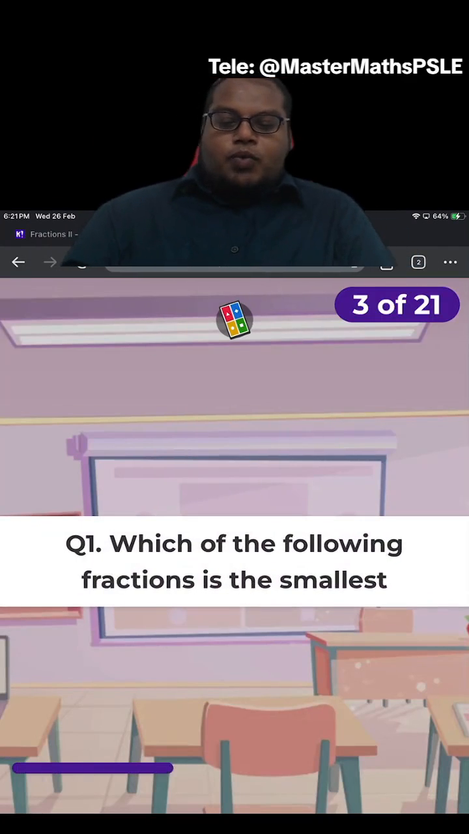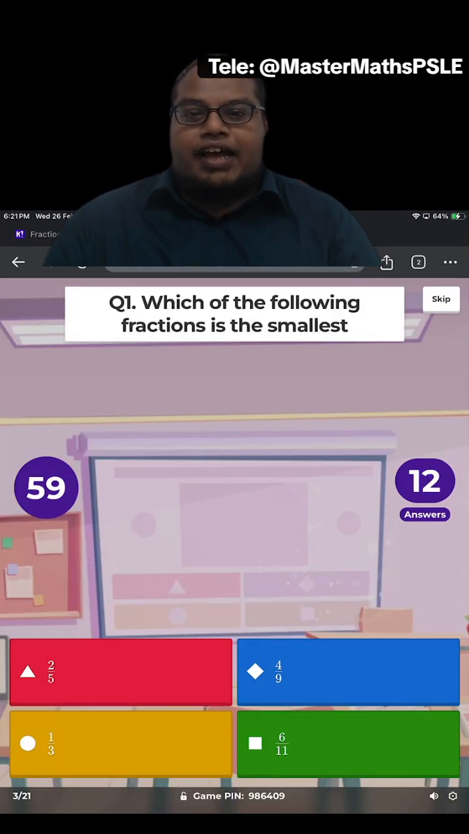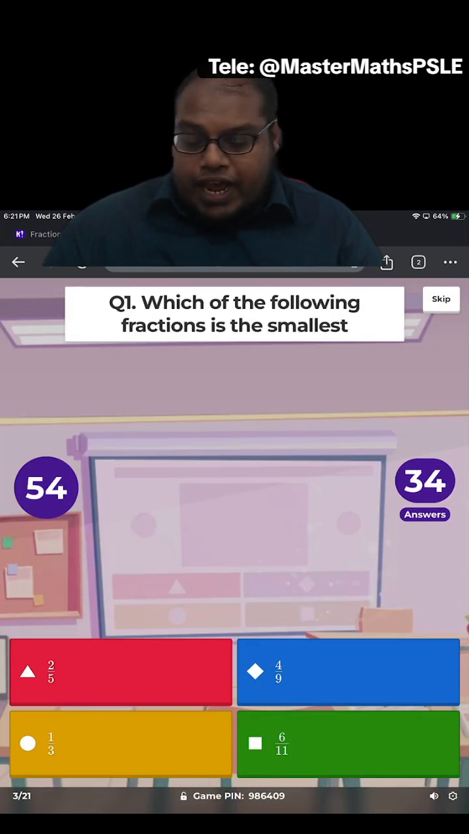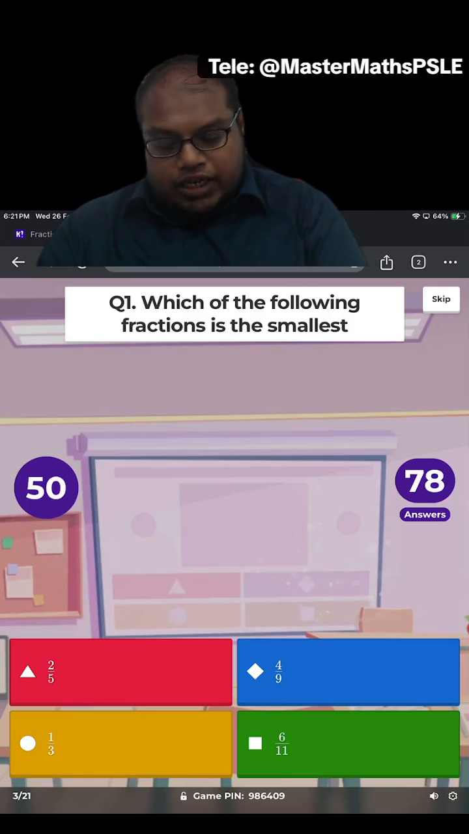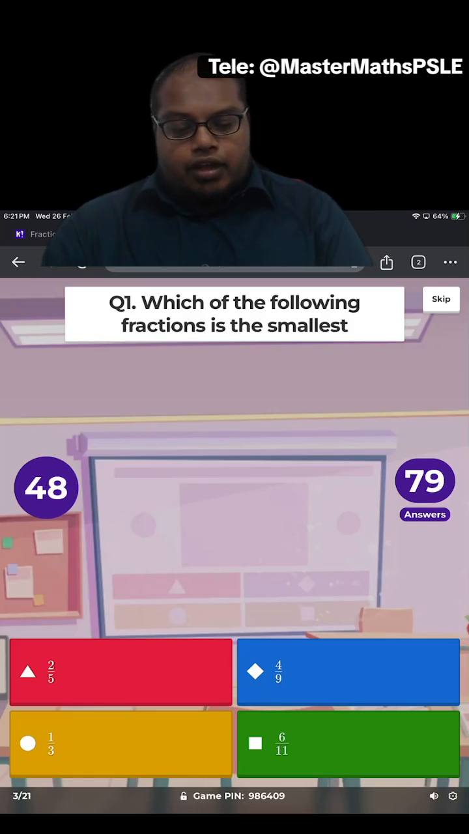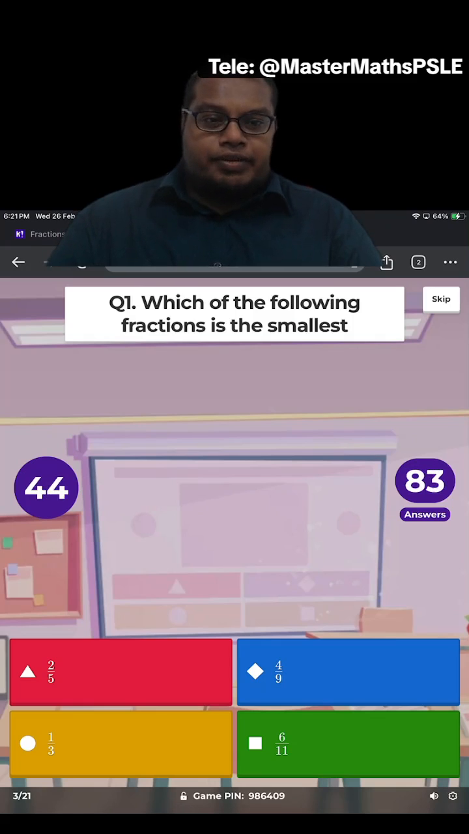Question number 1. Which of the following fractions is the smallest? Which one? Is it 2 over 5? Is it 4 over 9? Is it 1 over 3? Or is it 6 over 11? 80 of you already answered, right? So how do you find the smallest?